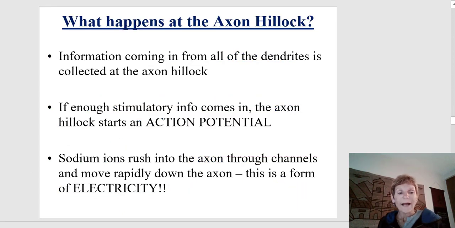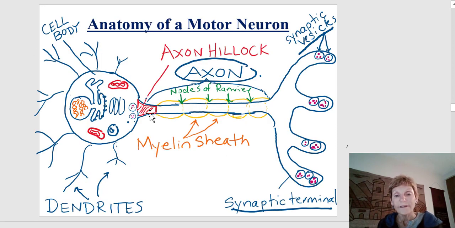But first, let's go back to what is happening at the axon hillock. I kind of alluded to it, but what's happening, as we said, is information is coming in from all of the dendrites. It's collected at this axon hillock. And if enough stimulatory information comes in, then the axon hillock meets a threshold. That threshold of stimulation is at some point, and as soon as it hits that, even if it goes over, it doesn't matter.